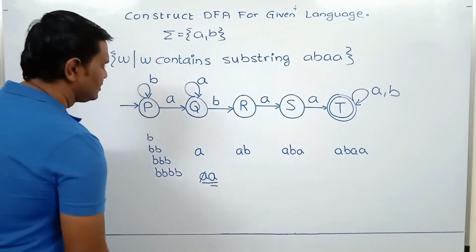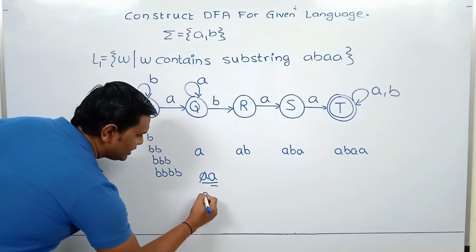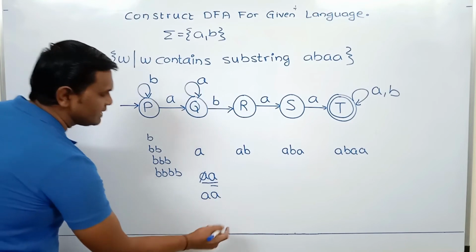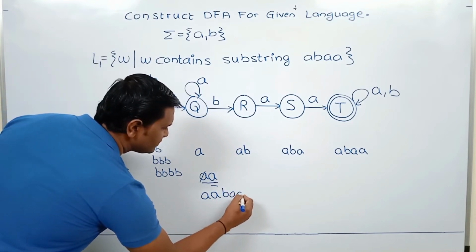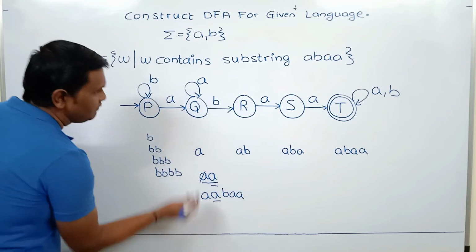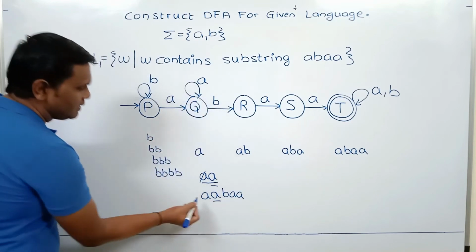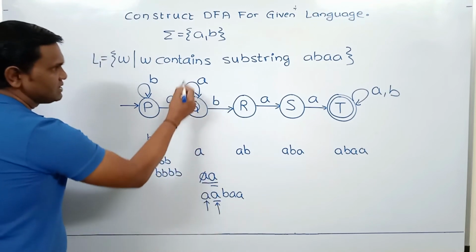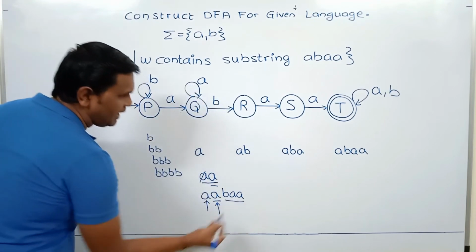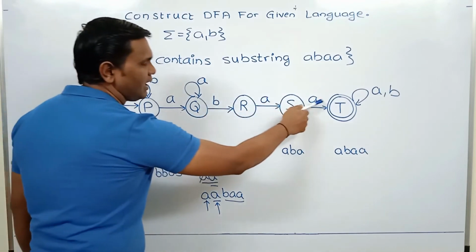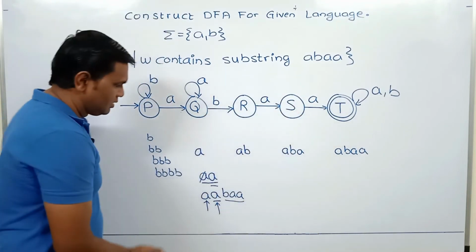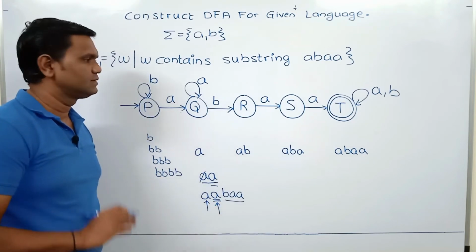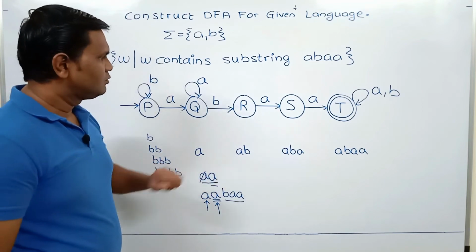So what does this mean? The significance of state Q is that the last seen symbol is A, and another A came. After this A, if BAA comes, we process BAA and we get substring ABAA. The first A is processed in this transition, and this A is processed in this loop. So we use this suffix of the last seen symbols. Now let's come to state R.